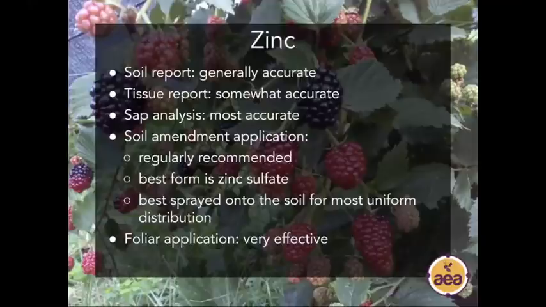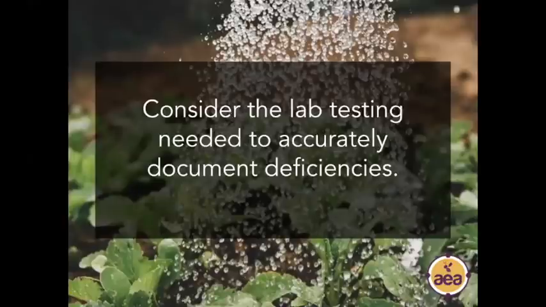From a distribution perspective, we again prefer to see it sprayed on rather than broadcast. And foliar applications are also very effective as long as they are chelated. And again, the reason for chelation in this case is not to change the oxidation state or stabilize the oxidation state, but to have efficient absorption and translocation within the plant once it is absorbed. So as I mentioned when I was speaking about iron, it's important to think about the types of laboratory testing that you need to accurately document deficiencies if you're seeking to be organically certified.